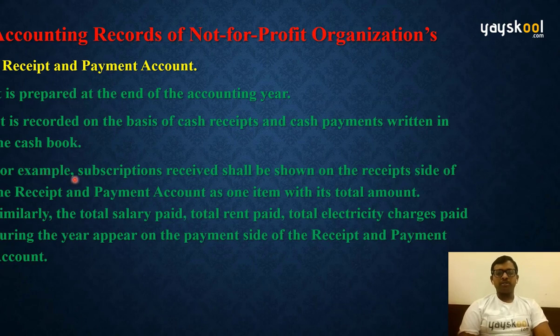For example, subscription received shall be shown on the receipt side of the receipt and payment account as one item with its total amount. Similarly, total salary paid, total rent paid, total electricity charges paid during the accounting year appear on the payment side of the receipt and payment account.